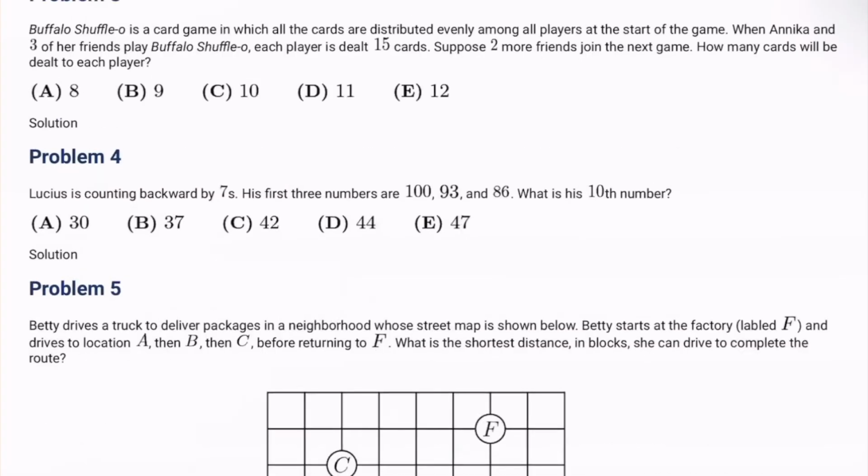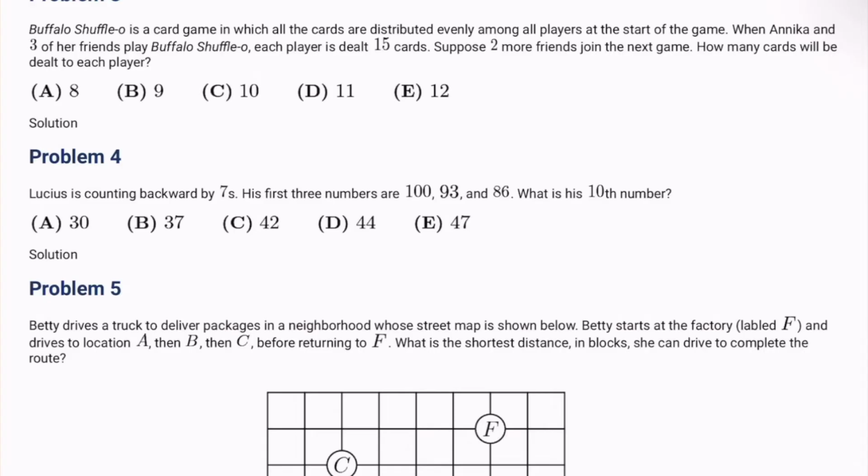Problem 3 reads, Buffalo Shuffle is a card game in which all the cards are distributed evenly among all players at the start of the game. When Annika and 3 of her friends play Buffalo Shuffle, each player is dealt 15 cards. Suppose 2 more friends join the next game. How many cards will be dealt to each player?